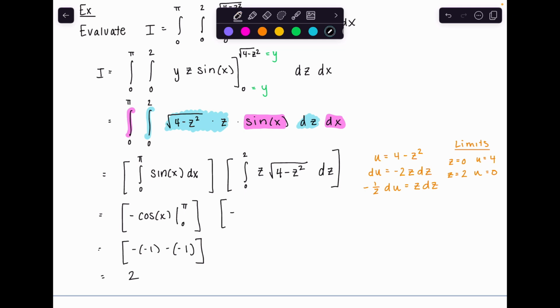So this becomes negative 1/2. You got to be careful because the lower bound is 4, the upper bound is 0. And then we get square root of u du. And you can integrate it like this. You don't have to worry. You just plug in 0 first, subtract plugging in 4.